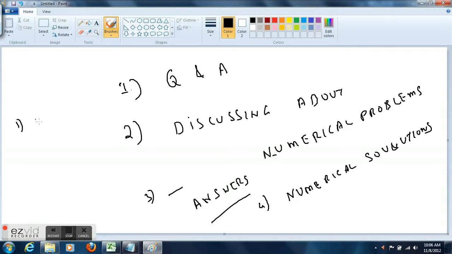So the sequence is like this: number 1, write the answers to the questions. Now I think I have given 9 questions, and then solve the numerical problems. Starting from next tutorial I will be discussing the answers.